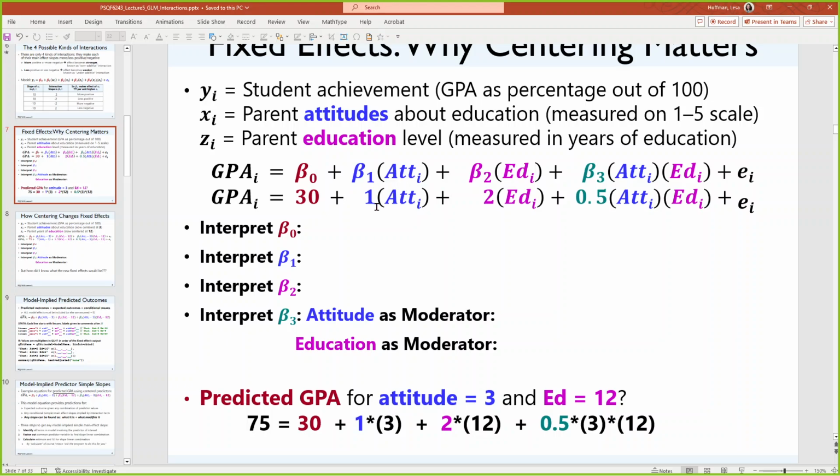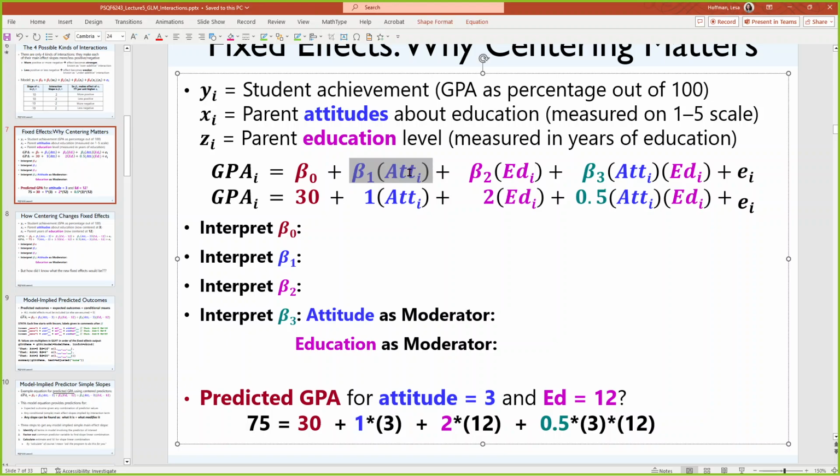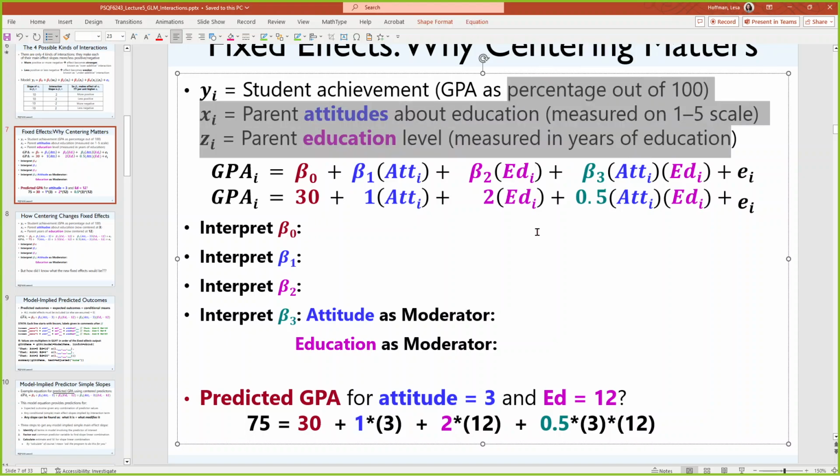And so my model has example numbers in here. I have a main effect of attitudes. So this is the new terminology. When you have interaction terms, the slope of the variable all by itself is called a main effect. I have the main effect of education, and I have their interaction term. And let's say these are the results that I got. So these variables are uncentered. This is how they are measured as described up here.